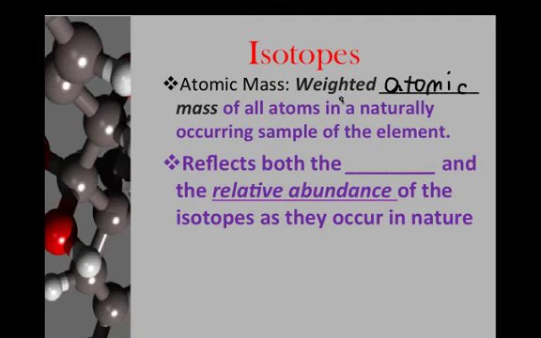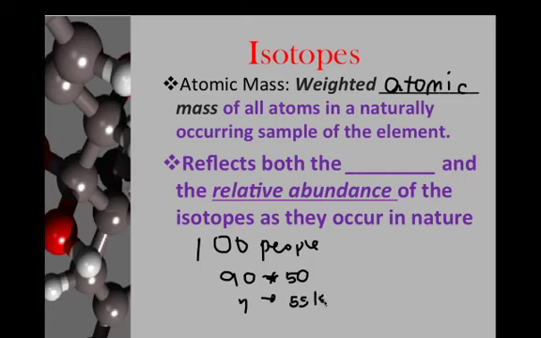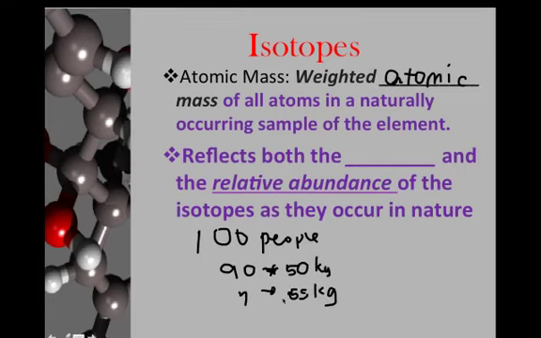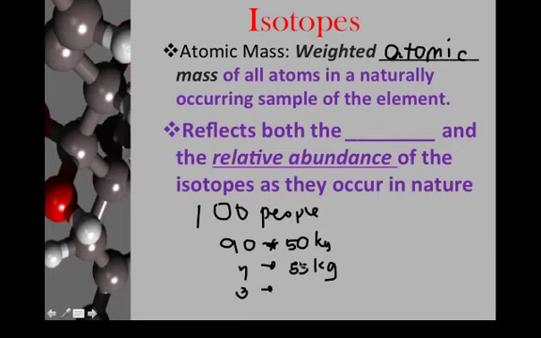Let's imagine that we have 100 people at a party. Write down 100 people at the party. And suppose that we're going to weigh all of the people at the party. We have 90 people that weigh 50 kilos. Then we have 7 people, and they weigh 55 kilos. Now we have 3 people left, and they only weigh 45 kilos.